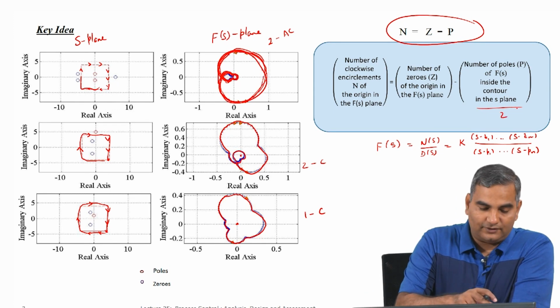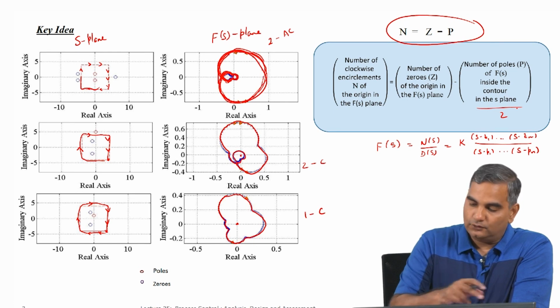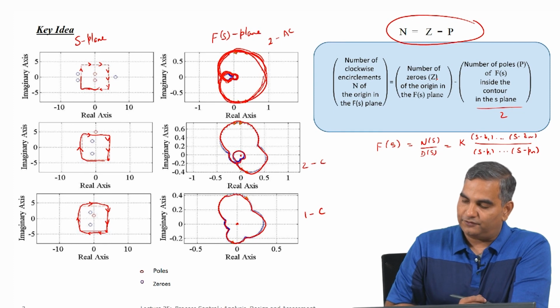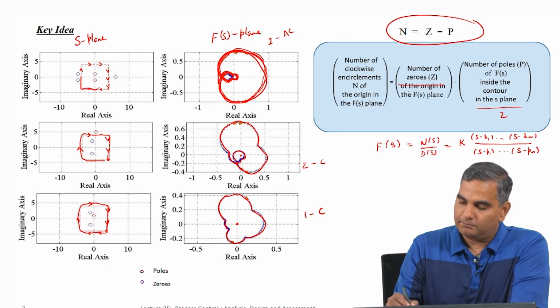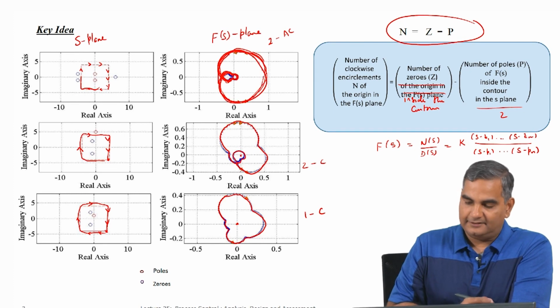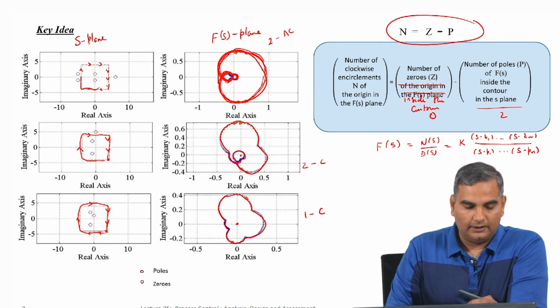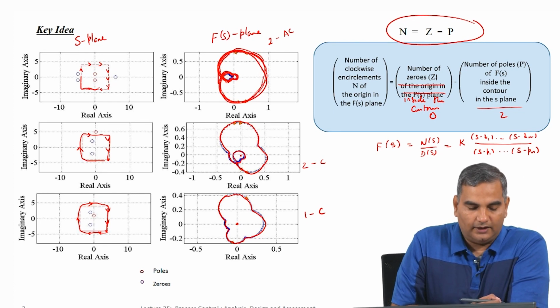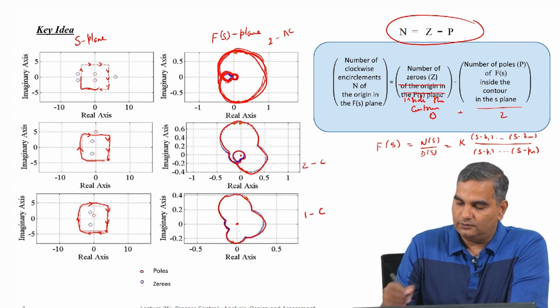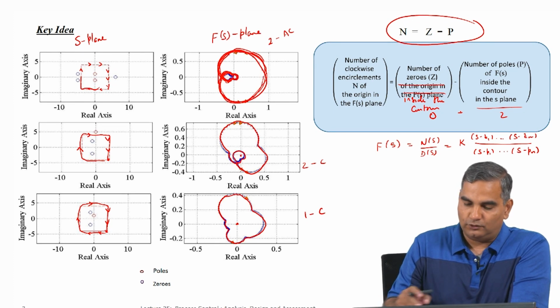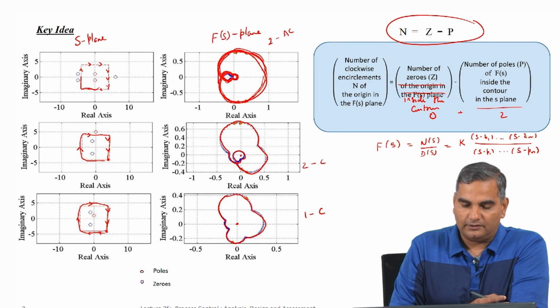Though the F of s itself has 3 zeros, the way we have chosen the contour, we have excluded all the zeros here. So, the number of zeros inside the contour is 0 in this case, because while F of s itself has zeros, inside the contour we do not have any zero. Okay. So, this is 0 minus 2 and you will get this number as minus 2. So, N equals 0 minus 2, which is minus 2. So, that is 2 anti-clockwise encirclements.